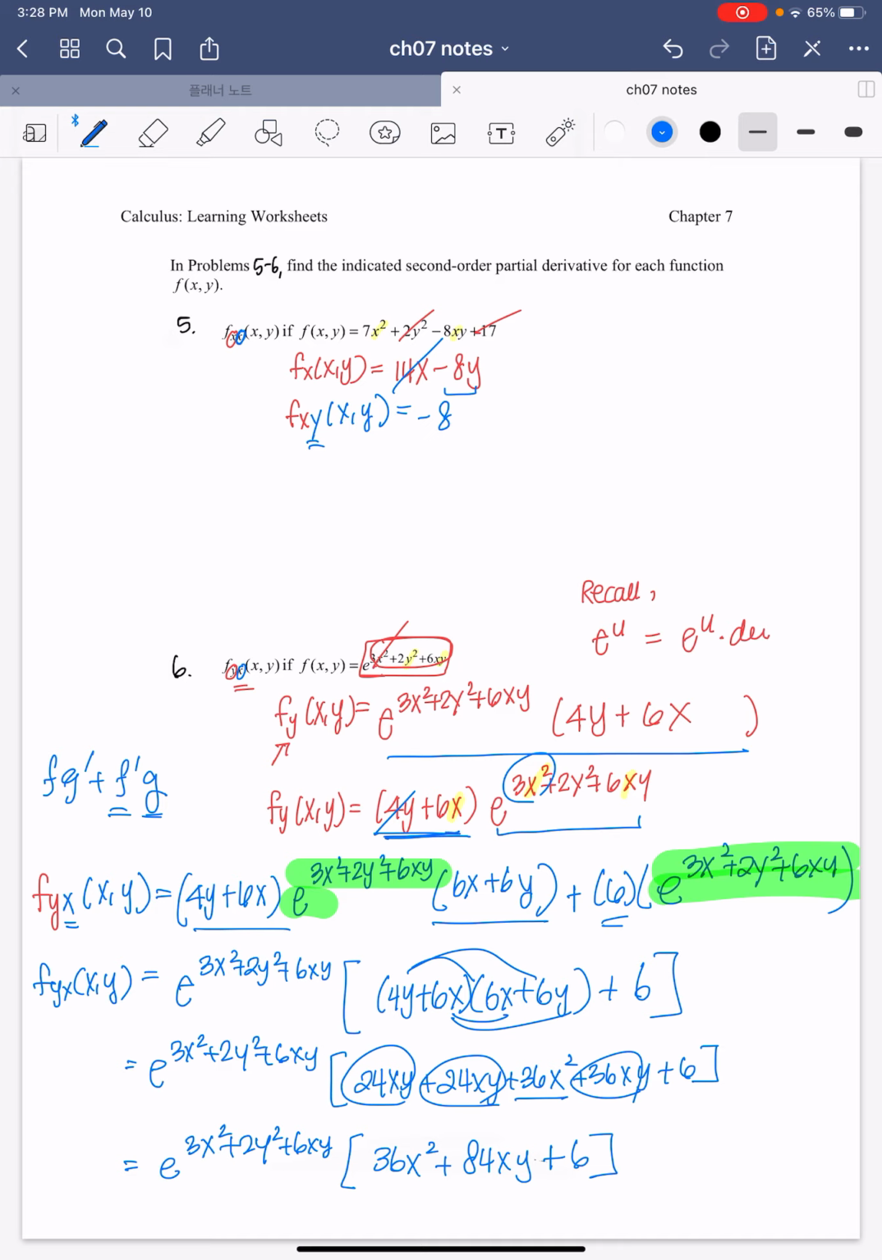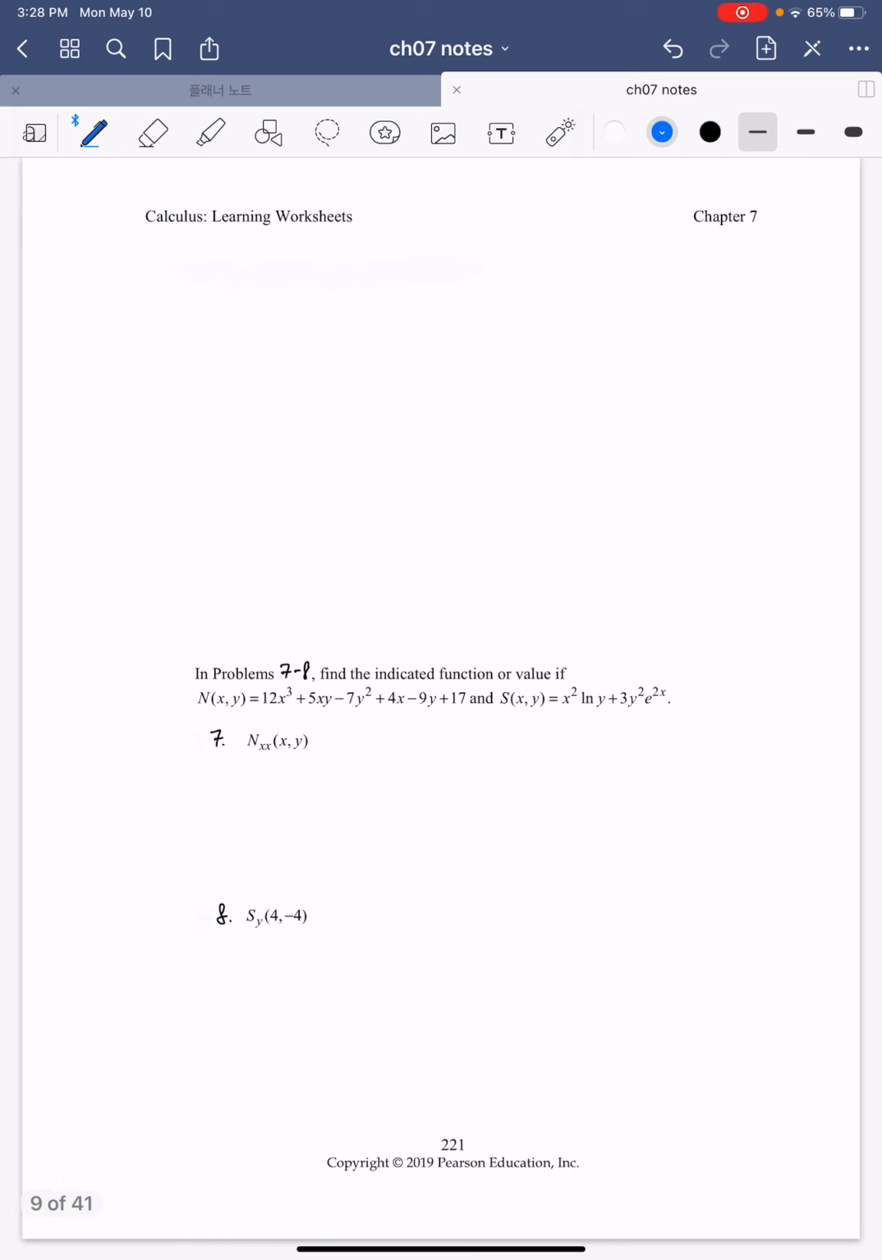Okay. Similar thing here. Look, you can see that first one, we have a second derivative. This one is just the first derivative. So let's also practice a couple more, the last one before we go into an application problem.